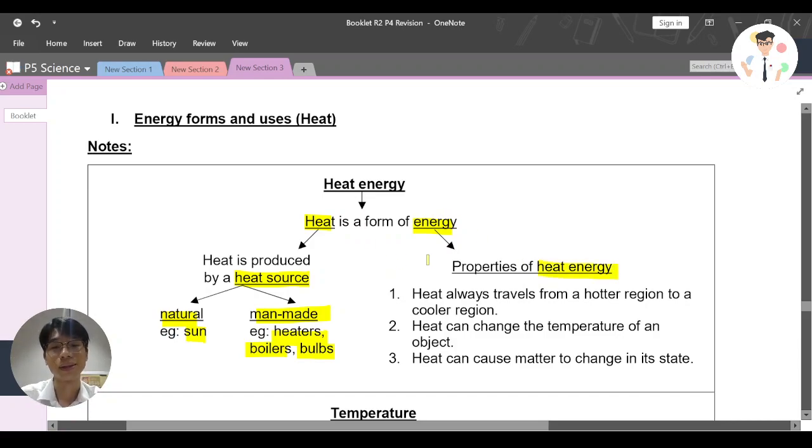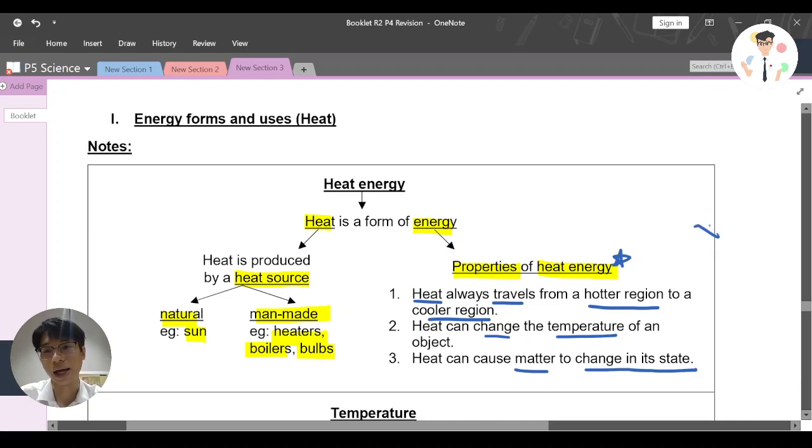So what are the properties of heat energy? Now this is very important. First, heat always transfers from a hotter region to a cooler region. Again, heat always transfers from a hotter region to a cooler region. Second, heat can change the temperature of an object. And the last one, heat can cause matter to change its state.